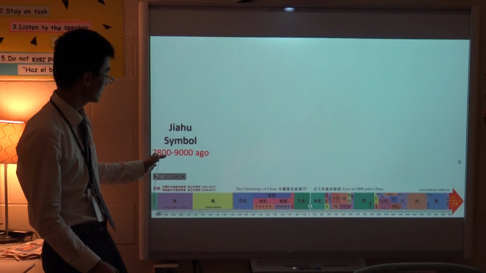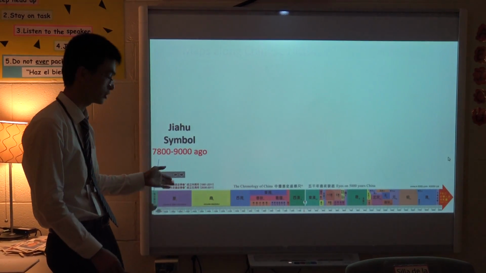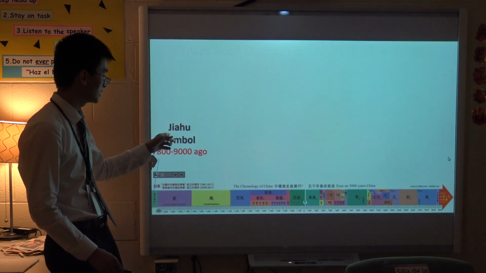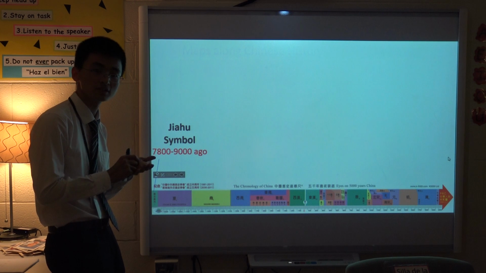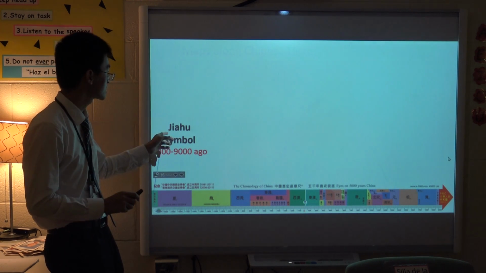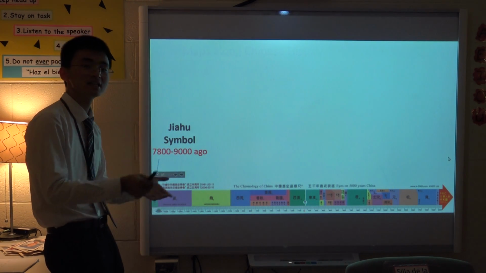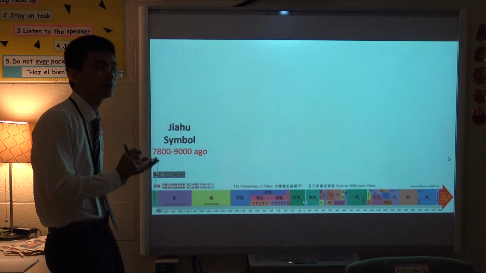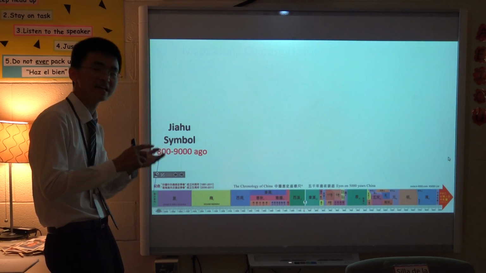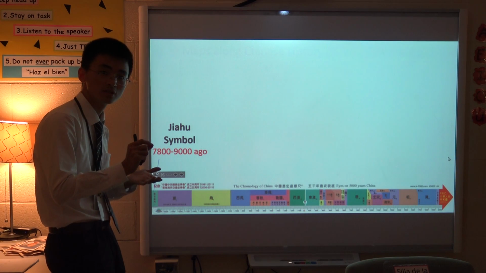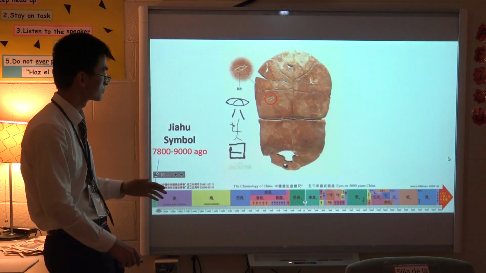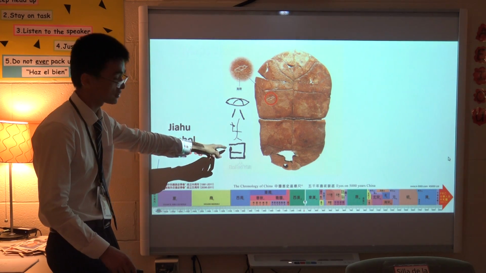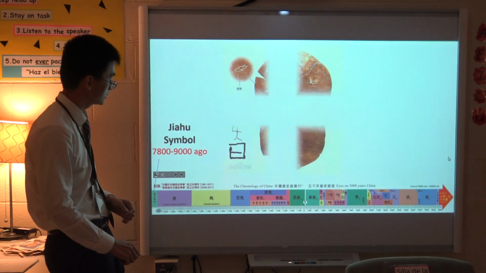About 7,800 or 9,000 years ago, we found the Jiahu symbols, the earliest characters. It's not really a character; we think it is just a Jiahu symbol. It's like characters, but we only found 17 different symbols, so we think it's not a serious character. This was the first step of the Chinese character.